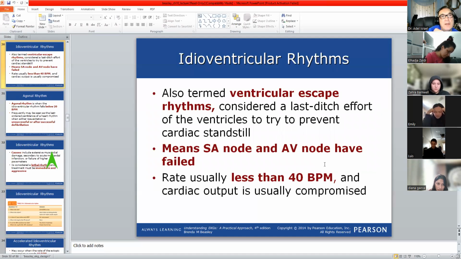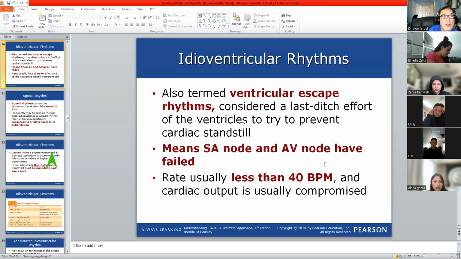Then we are going to have no SA node impulse. So the SA node is not working. The AV node is not working. So it is only coming from the Purkinje fibers, and this is the worst one. Why is it the worst one? Because the heart is not going to compensate, with a heart rate of 20 to 40 beats per minute. It will never be enough to provide good blood supply to the vital organs.